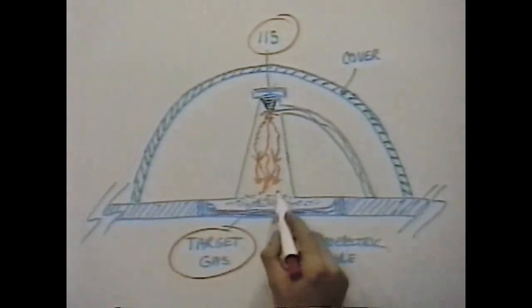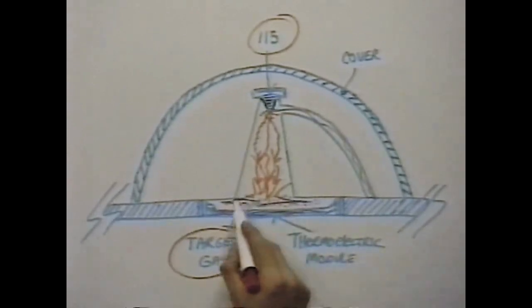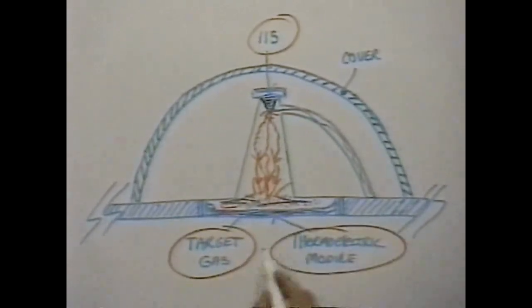The matter and antimatter collide and annihilate, totally converting to energy. The heat from this reaction is converted into electrical energy in a near 100% efficient thermoelectric generator. This is a device that converts heat directly into electrical energy.